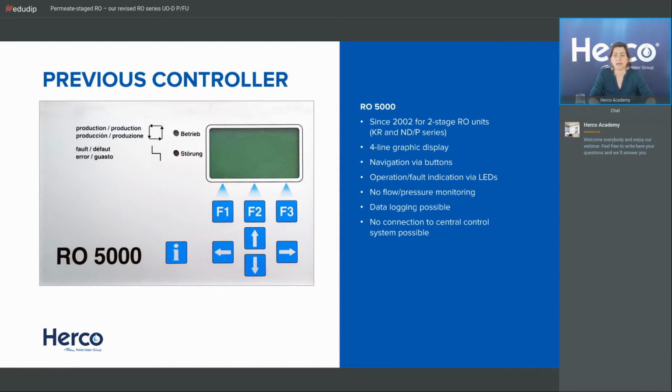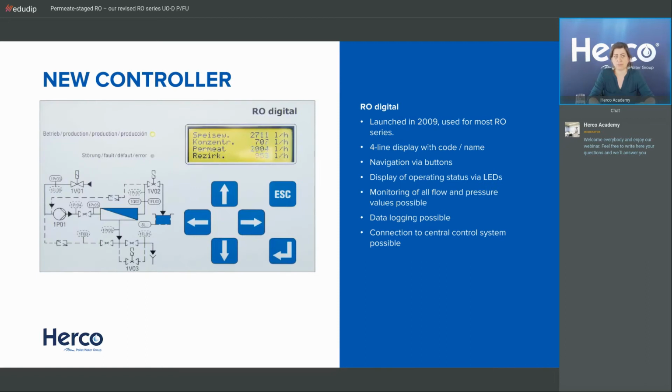Okay, you see that here we had already some data logging, but we couldn't monitor and obviously also not log any flows and pressures. So whatever we had as logging or warning signals was very, very limited. And there was no connection to any central control system. We can connect to the central control system now. With the RO Digital, you all know the controller. You can monitor all the flow and pressure values. You can also log the data. And if you choose some sort of interface, you can connect to the central control system.